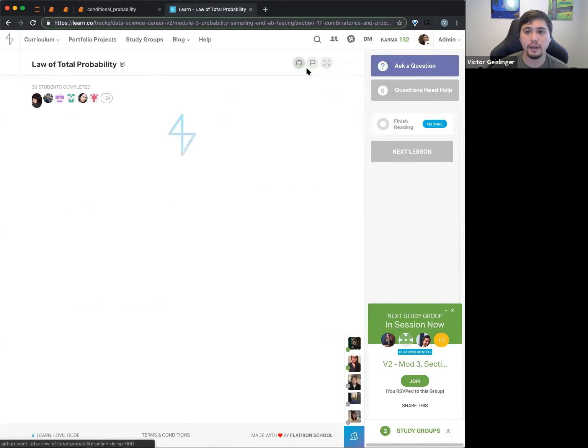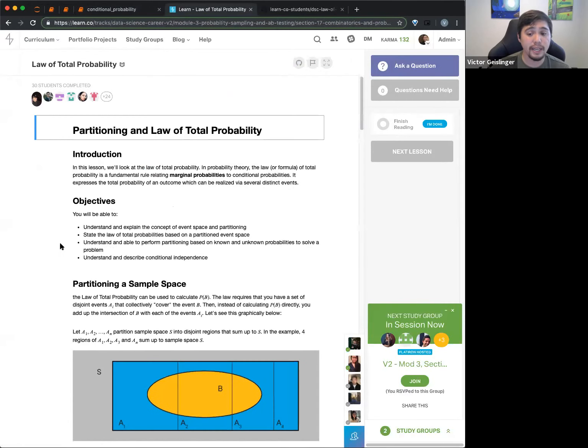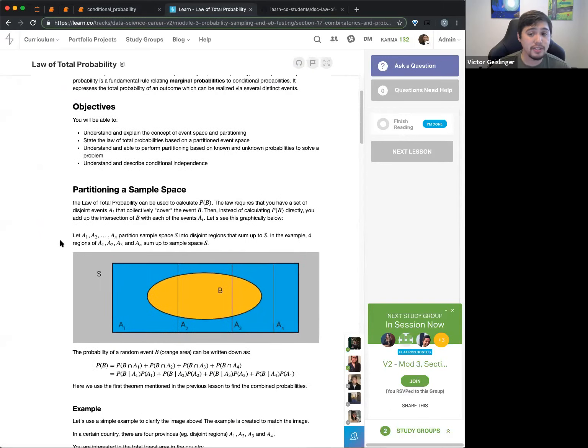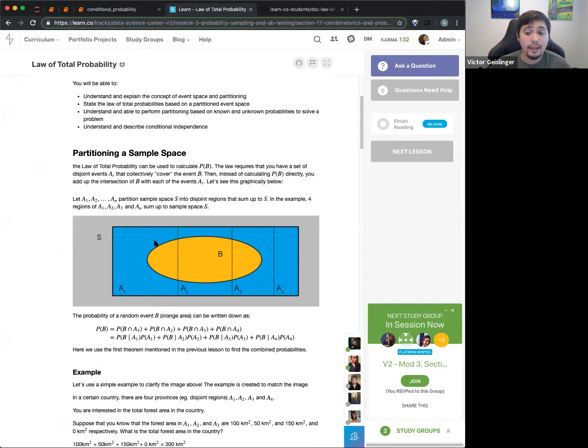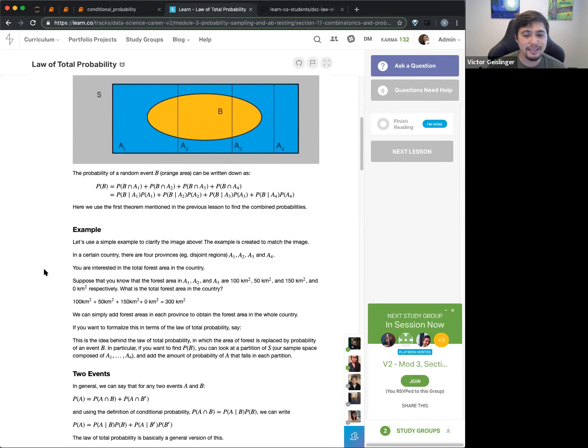If not, I can open it here. Give it a second. But there's a good job of actually explaining how you partition the sample space. Basically, you're just saying, okay, we have an event B, for example, and we're splitting it up into multiple parts to say, okay, well, what's the probability of B happening given A1, or the probability of B happening given A2? Basically, we're partitioning it up, and it just allows you to consider those parts.